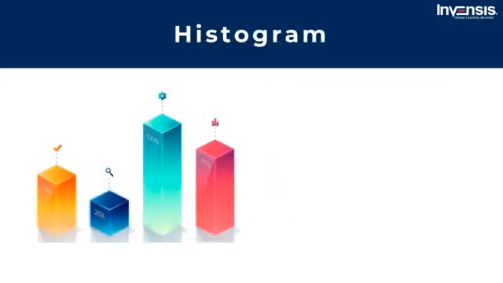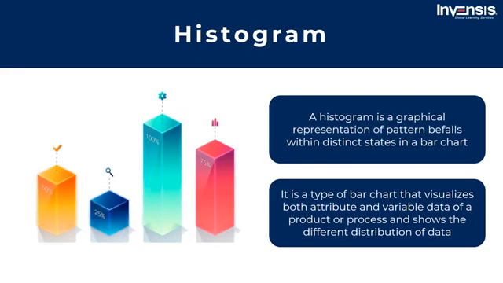The sixth of the 7 quality control tools is histogram. A histogram is a graphical representation of pattern befalls within distinct states in a bar chart. It's a collection of numerical statistics that provides essential information about the health and distribution of a set of sample data. The statistical data might be of any type, such as exam scores, the number of new workers enrolled in a certain period, the number of objections received per class, and so on.